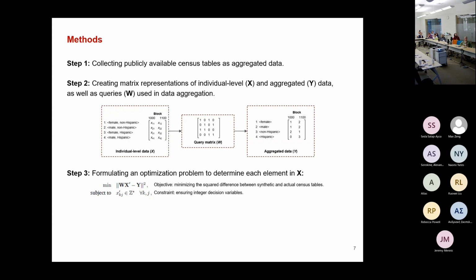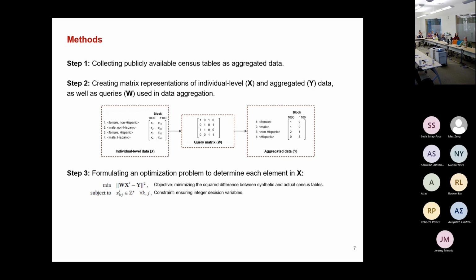And then we represent the aggregate data in a similar manner. So each row in this matrix will represent an attribute, and each column represents a geographic unit. And then finally, we design a query matrix to aggregate this individual level data to the aggregate data. For example, the first row of this query matrix is to aggregate individual level data to count the number of females in each census block.